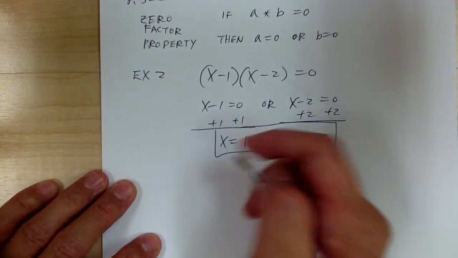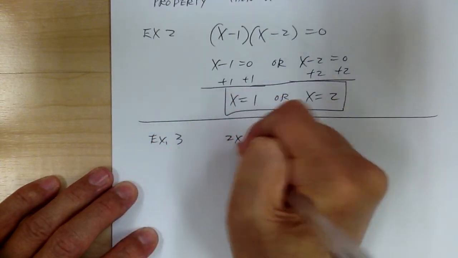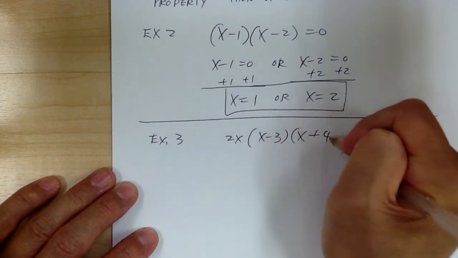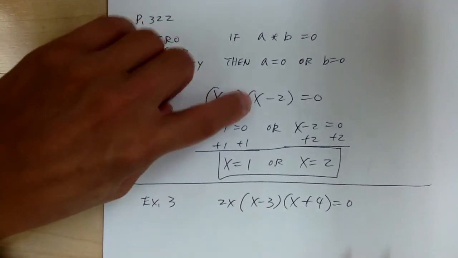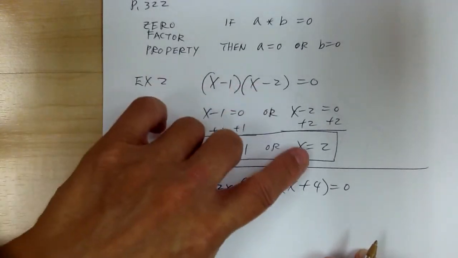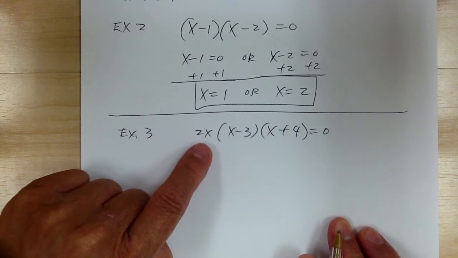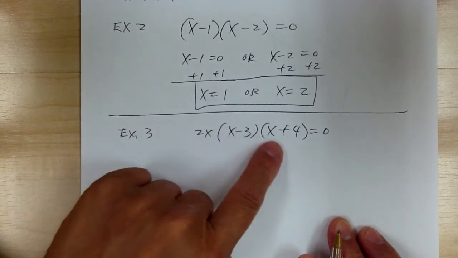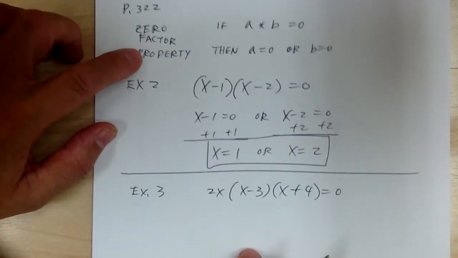Now let's go to example 3. You have 2x times x minus 3 times x plus 4 equal to 0. After a while, you can see that if there's no number in front, the answer will be just the opposite. If it's x minus 1, x has to equal 1. X minus 2, x has to equal 2 to get 0. So by looking at that, you should be able to tell that you're going to get three answers: x equal to 0, or x equal to 3, or x equal to negative 4. If you don't see that, you just apply the zero factor property.